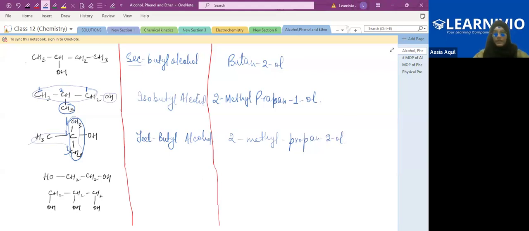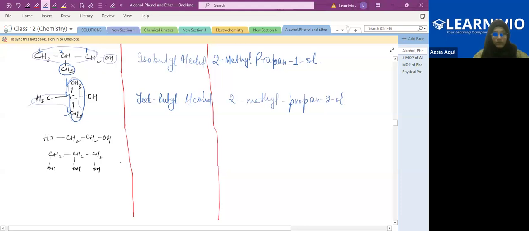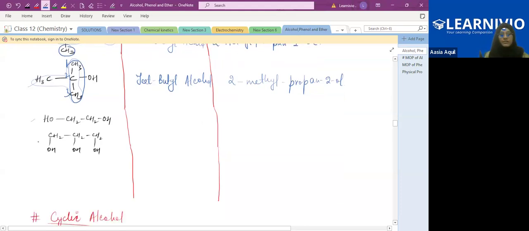Okay. Next, again, Safrina. I think we have discussed these two structures. So tell me the common name as well as the IUPAC name.